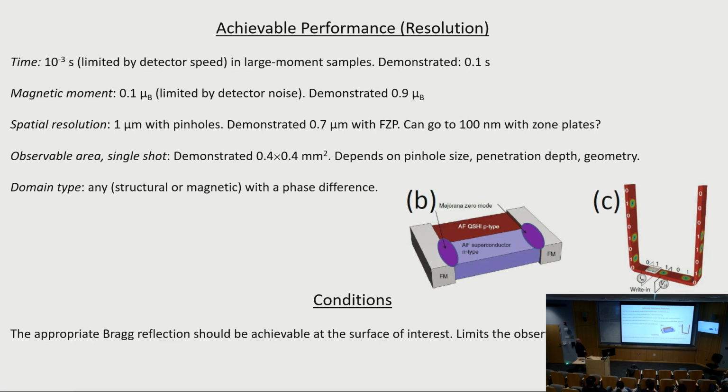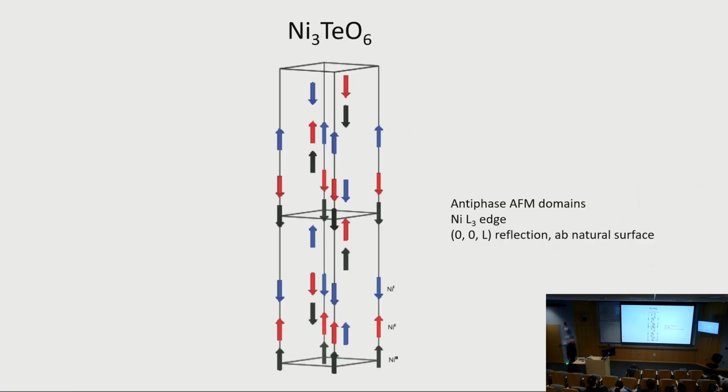In a single shot, we can observe a significant area as big as, let's say, 1/2 by 1/2 millimeters. It depends on the pinhole size, penetration, and many other things. And we are sensitive to phase domains of any type, provided that the appropriate Bragg reflection is achievable at the surface of interest, which limits the observable periodicities in the sample to lambda over 2. If the periodicity of the antiferromagnetic structure is smaller than lambda over 2, the wavelength of the X-ray divided by 2, we cannot see it, and that limits us to periodicities larger than 7 to 9 angstroms.